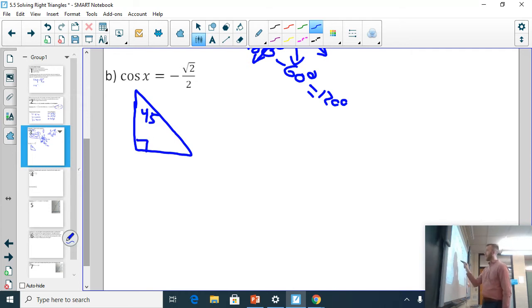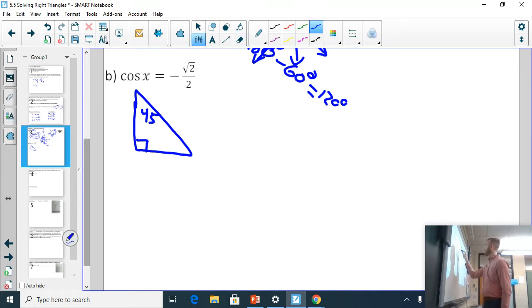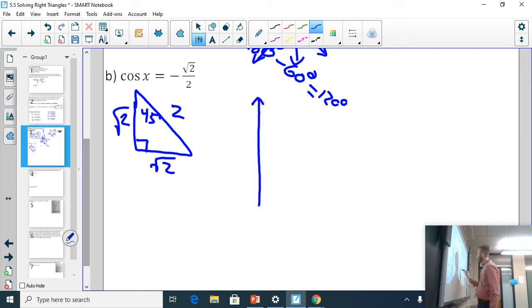And wasn't it that if the hypotenuse was 2, this was the square root of 2. And so that's cosine of 45 degrees, right? Because then adjacent would be square root 2 over 2, but it's negative. So I'm trying to think what quadrants cosine is going to be negative in.